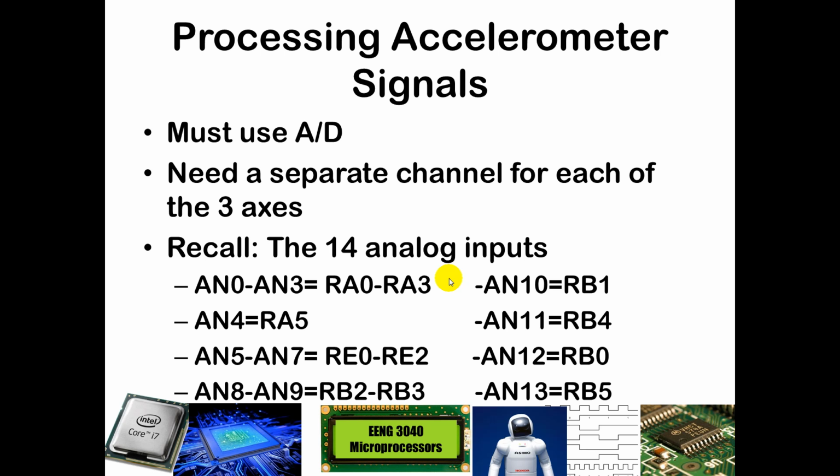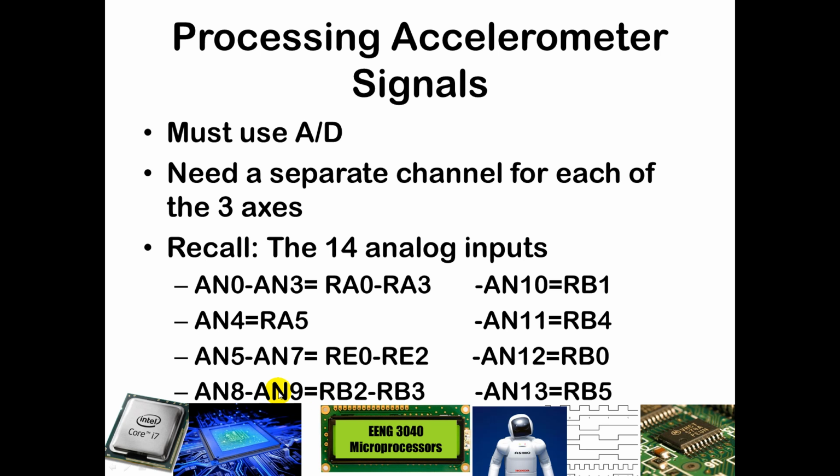And let's remind ourselves of the 14 analog inputs we have available. We do have AN0 through AN3, which correspond to port A, bit 0 through 3. We have AN4, which is port A, bit 5. Remember, you skip one because there's an input voltage you can put in corresponding to RA4. And then AN5 through 7 are up on port E, bit 0 through 2. And then you start getting into analog that is on port B.